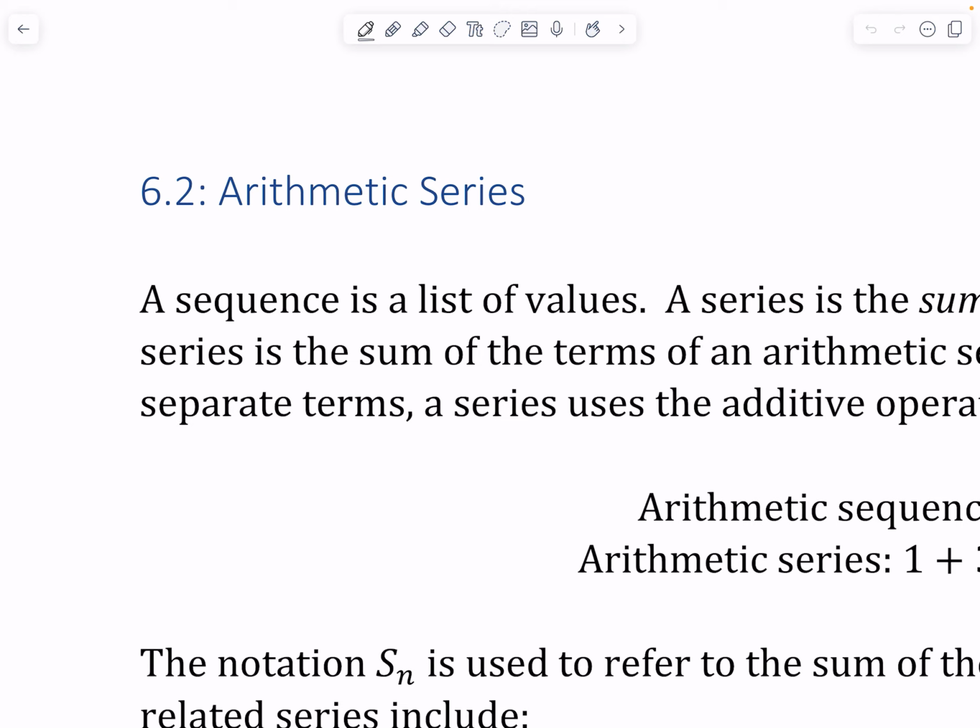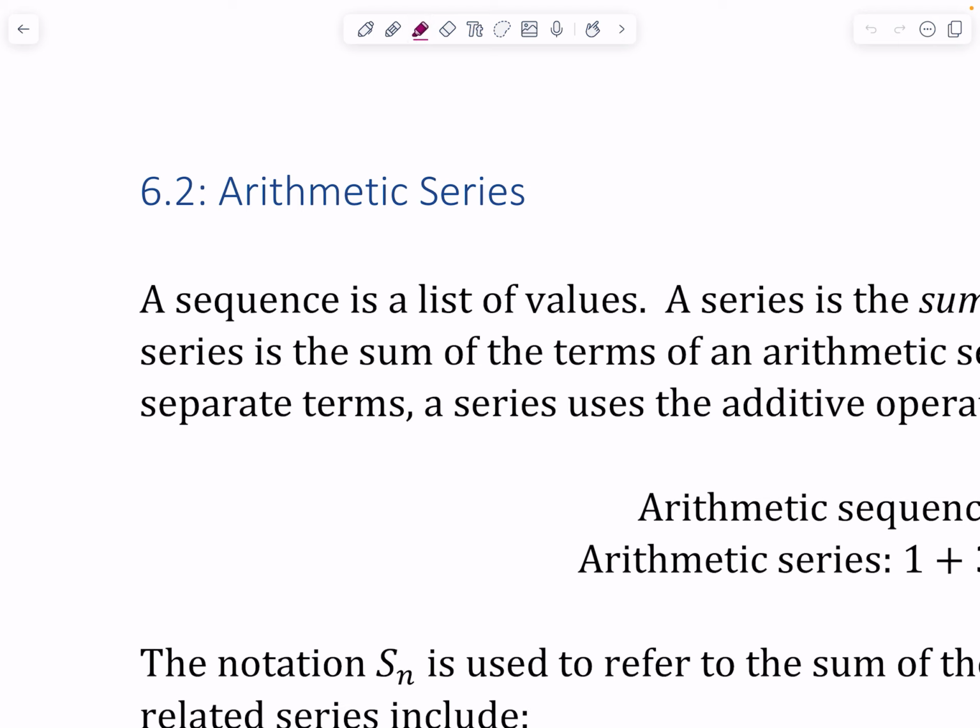In the previous lesson we looked at arithmetic sequences, which was just a listing of terms where each of those terms had a common difference between them. We were always going up by the same number or always going down by the same number. But we could always say that we were adding something to each term to get each next term.